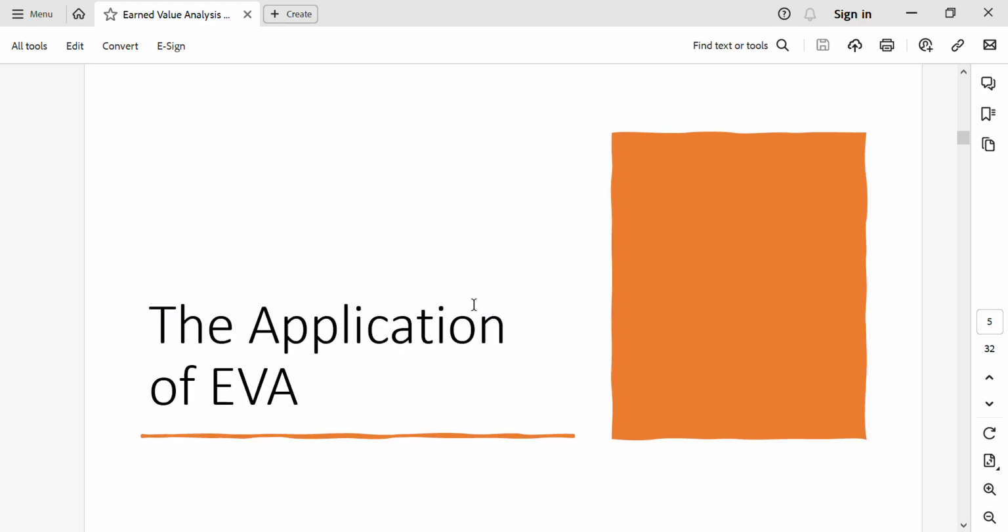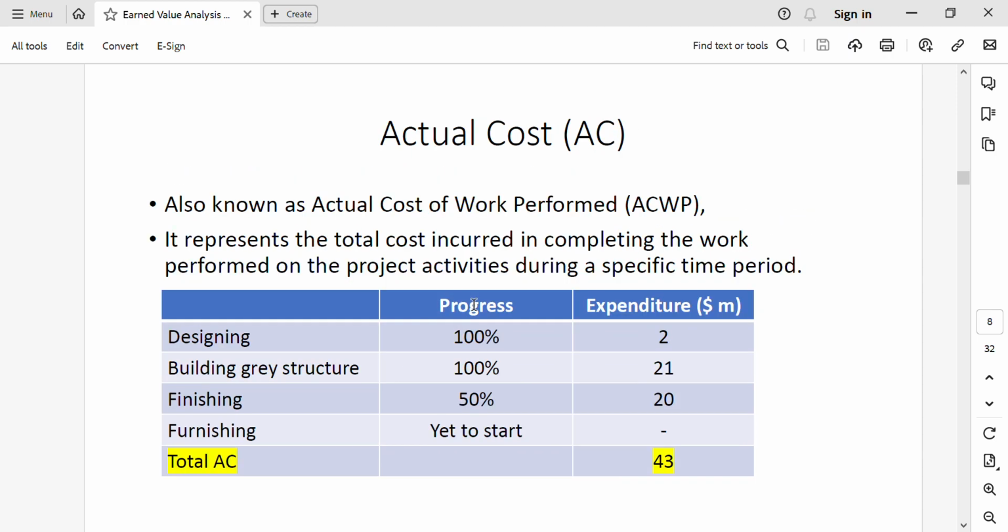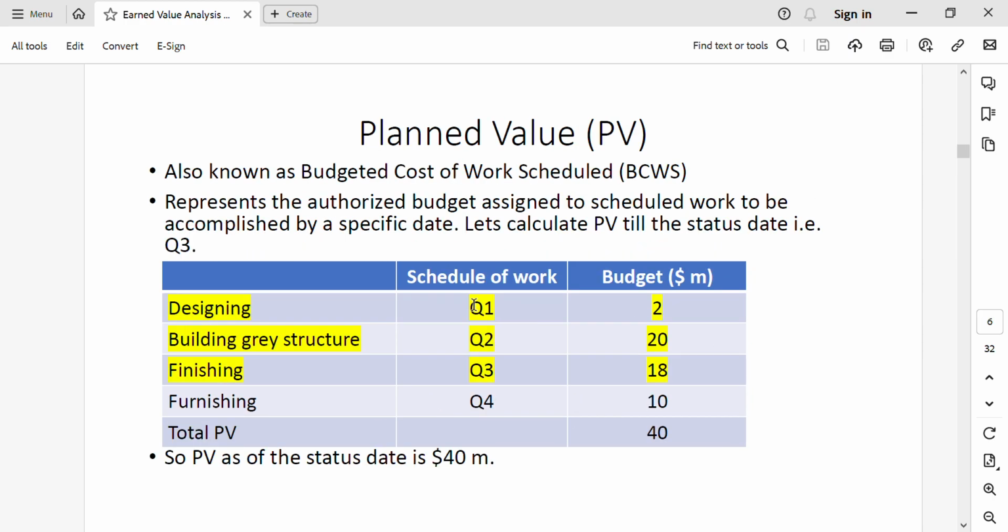Now let's apply earned value analysis. In order to apply earned value analysis, we need to understand 3 basic concepts. They are very vital concepts in earned value analysis. The first one is planned value, second one is earned value, and the last one is actual cost. Let's first talk about planned value.